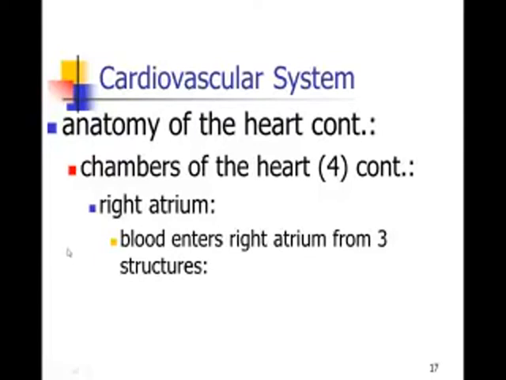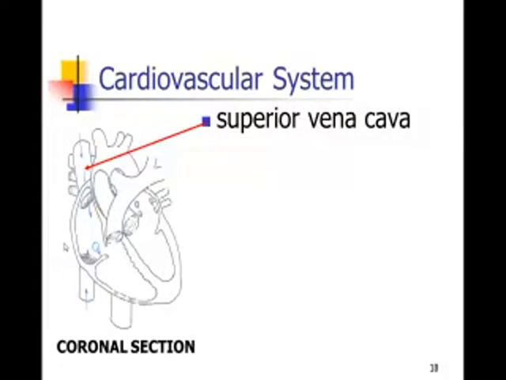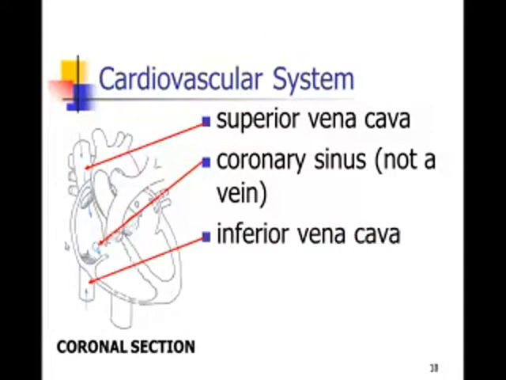But we start with the right atrium. Blood is going to enter the right atrium from three structures. So Pansy knows what they are. Right, the superior vena cava. Whoop, there it is right there. And right, the coronary sinus, it's right there. Coronary sinus is actually not a vein. And then the right, the inferior vena cava. Oh my goodness, she's so good at this.